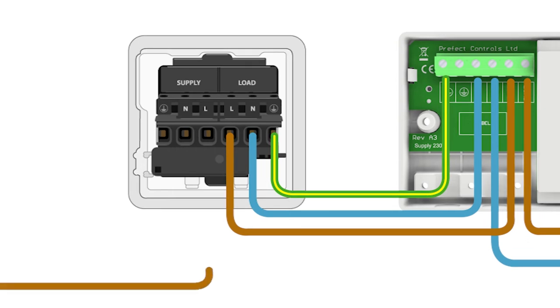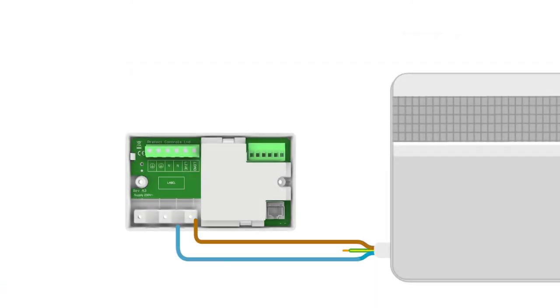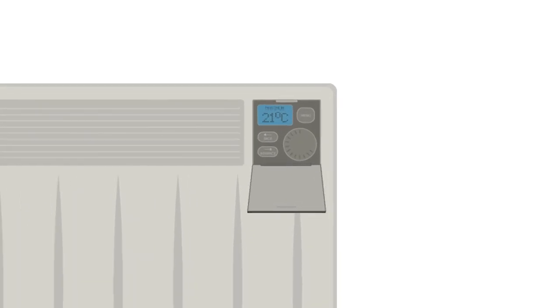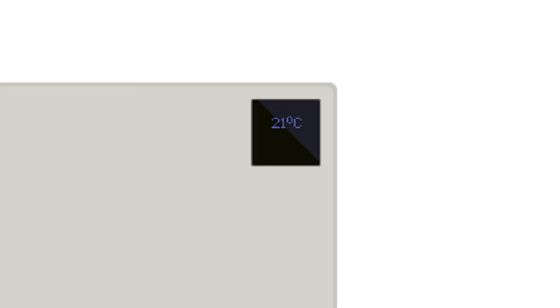Finally, connect the supply live, neutral, and earth mains to the supply side live, neutral, and earth on the isolator. If connecting to an existing heater and there is an earth on the heater cable, connect this to the load side earth terminal on the power unit. If the heater has integrated manual controls, they should be set to maximum and, where possible, locked.